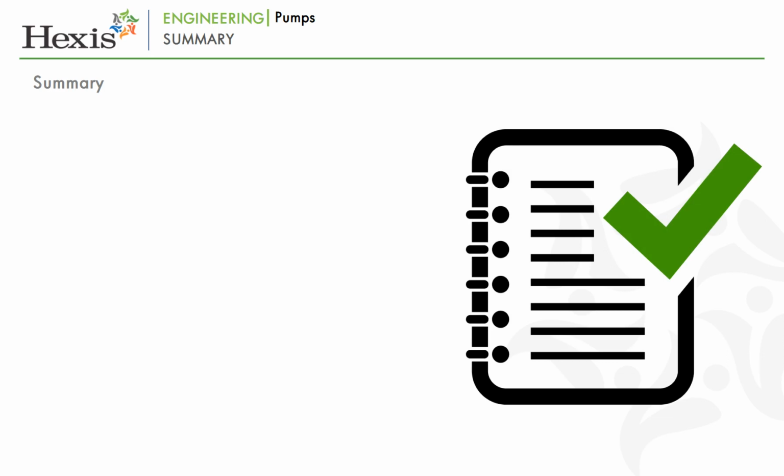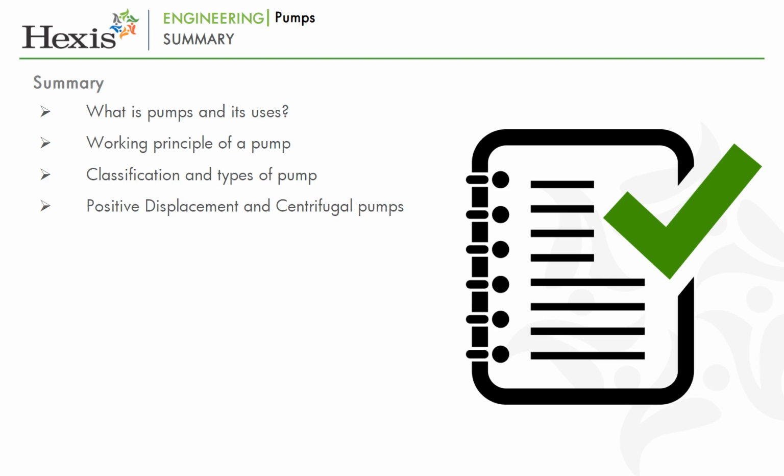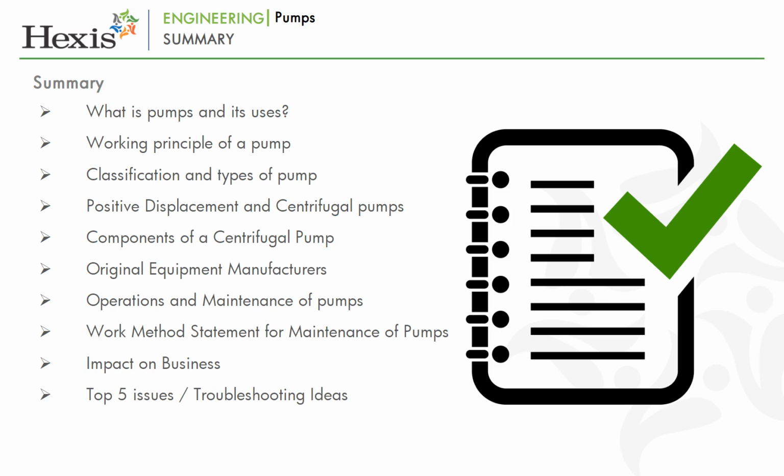Congratulations! You have now completed this e-module on pumps. In this e-module, you learned the following. What are pumps and their uses? Working principle of a pump. Classification and types of pump. Positive displacement and centrifugal pumps. Components of a centrifugal pump. Top 5 original equipment manufacturers. Operations and maintenance of pumps. Work method statement for maintenance of pumps. Impact on business. Top 5 issues or troubleshooting ideas.